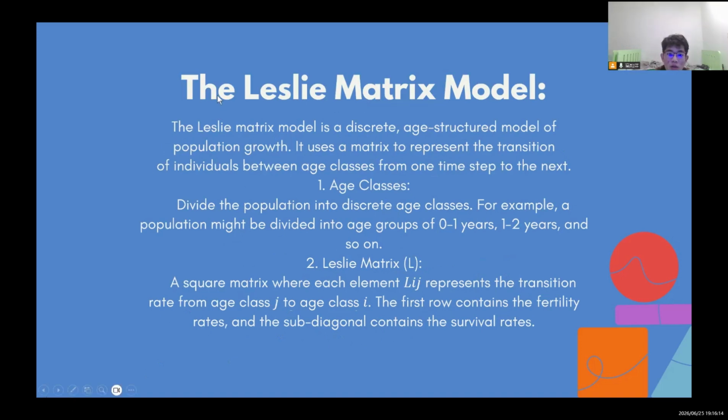And there is a model called the linear matrix model. This model is a discrete age-structured model of population growth. It uses a matrix to represent the transition of individuals between age classes from one time step to the next. First one is age classes. It divides the population into discrete age classes. For example, a population might be divided into age groups of 0 to 1 year, 1 to 2 years, and so on.